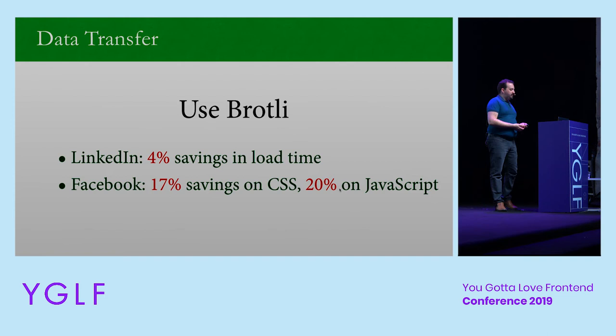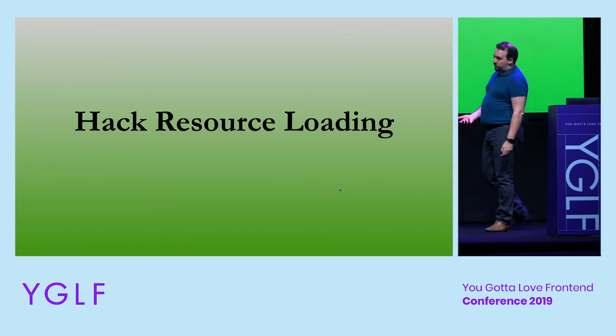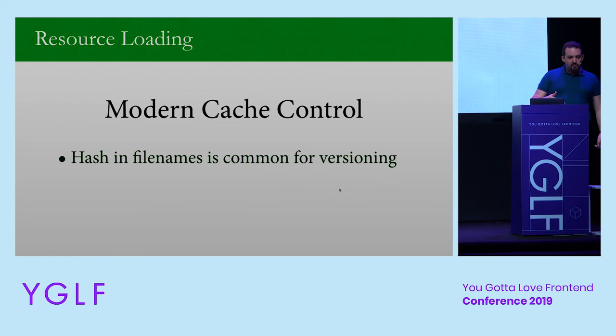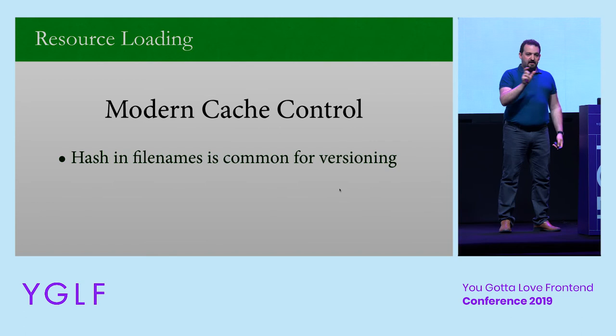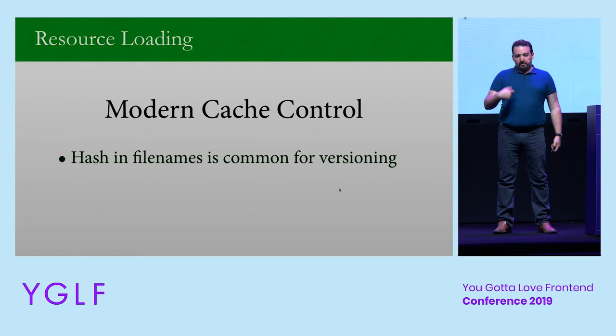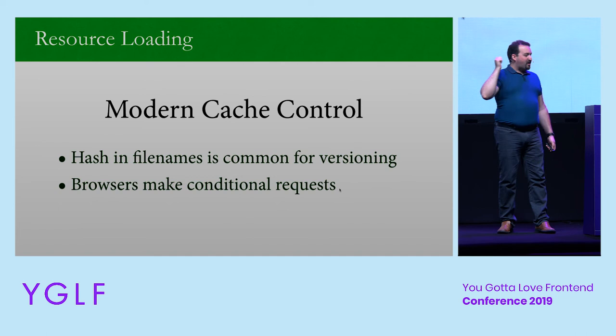And now, resource loading, because HTML is not alone. It's not just about bytes. We are also loading a lot of resources. So we have a new cache control. For example, if you're using React, Vue, or Angular CLIs, it's common today to use a hash in the file name. So when we are sending that bundle.js file or bundle.css file to the client, we know for sure that the URL will never change. So there is no need for a conditional request.